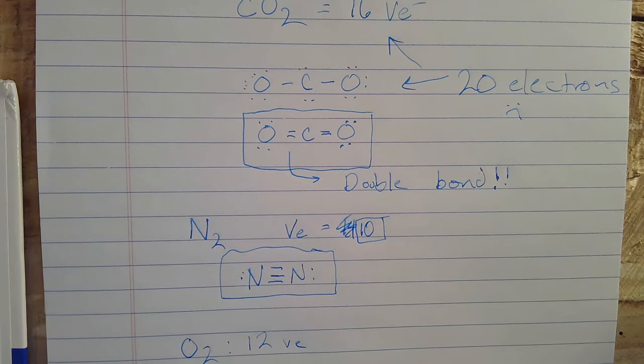But if we have a double bond, 1, 2, 3, 4, 5, 6, 7, 8, 9, 10, 11, 12, 12 valence electrons, all spread throughout this entire piece. Sweet. Feels real good, doesn't it?